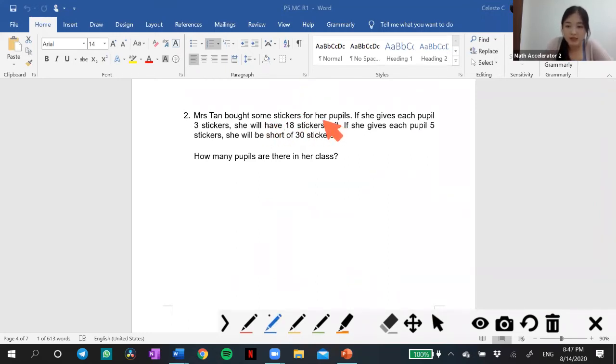Mrs. Tan bought some stickers for her pupils. If she gives each pupil 3 stickers, she will have 18 stickers left. Excess or shortage?